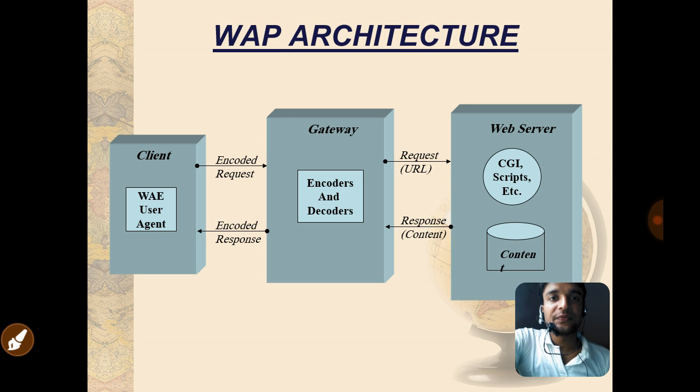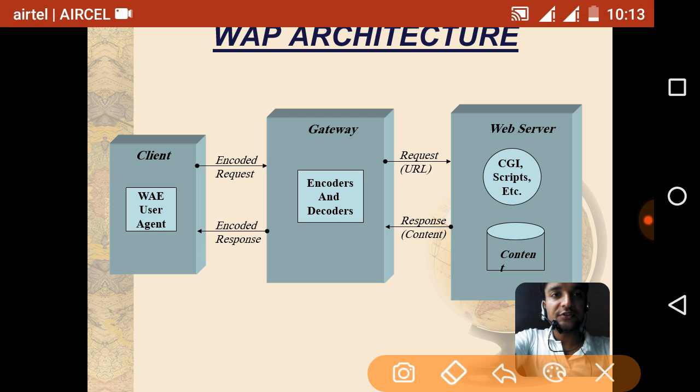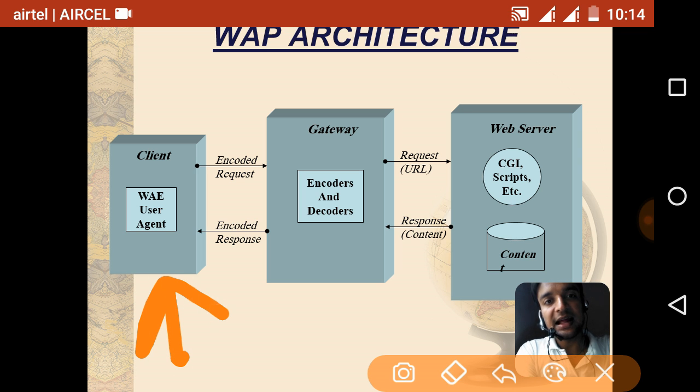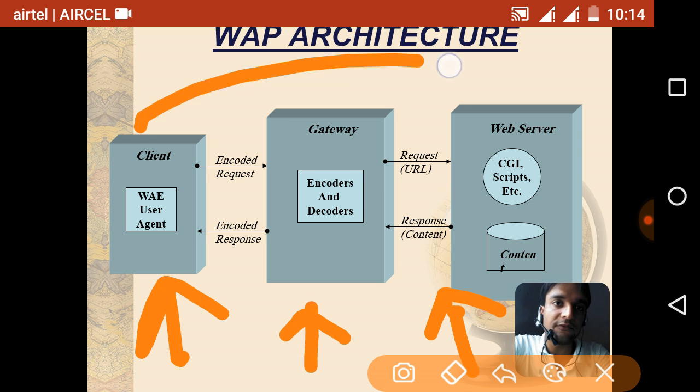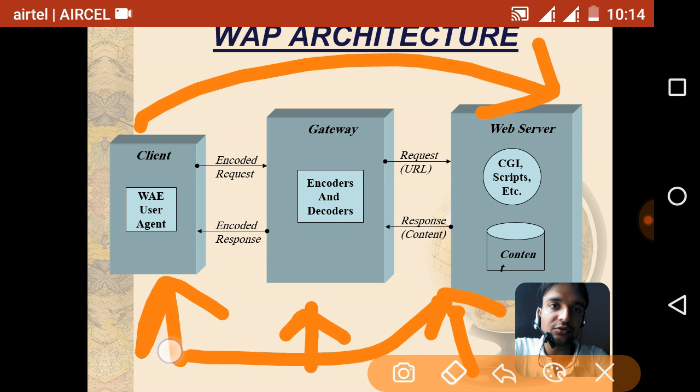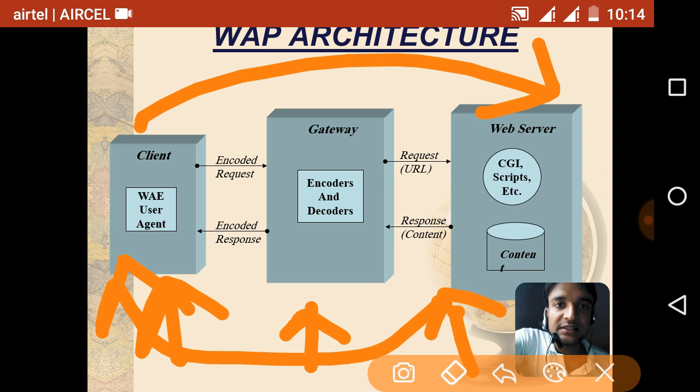It's quite simple. There is one client here. This client is actually the user who wants to surf the internet. This is the web server, the server in which the website is installed, and the middle one is the gateway. Usually, the client requests the web server, and the web server gives the content to the client using HTML. So usually this is the concept.